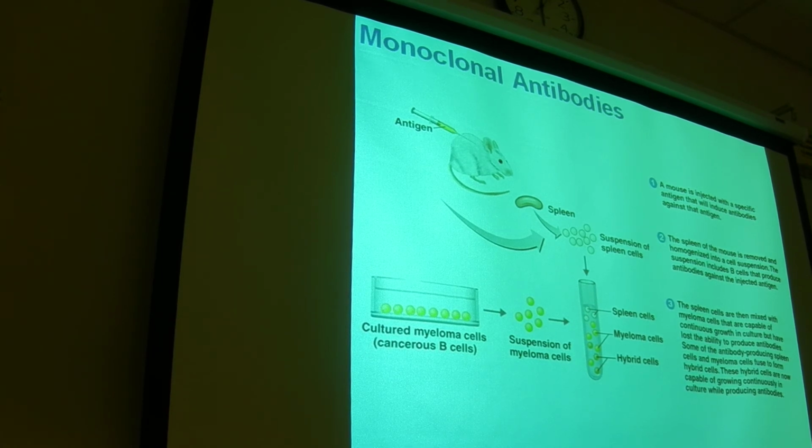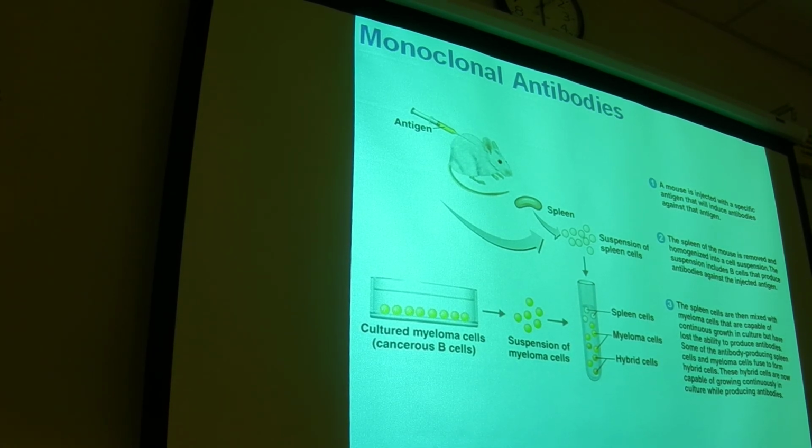It's not bad that you're using a cancer cell, because aren't cancer cells damaged? You're not using the cells, you're just using the antibodies that the cells make. The antibodies aren't damaged. You can't just use any cancerous B cell. You have to use a cancerous B cell that's not making antibody of its own. So you're just using its property of being immortal and fusing that with an antibody-producing cell.